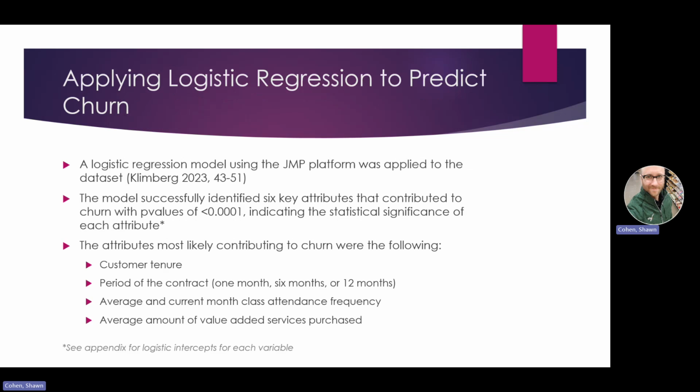Like I just said, we applied a logistic regression model in the JMP platform, and what the model ended up being able to do for us is identify about 6 key attributes that would best predict the customers who churned and what their profile looked like. The p-values, all of them were less than, I guess that's 1 millionth of a percent.